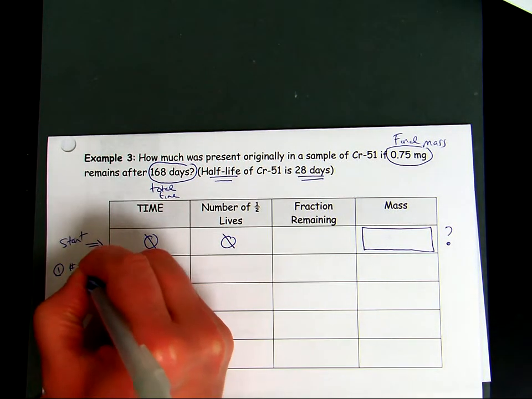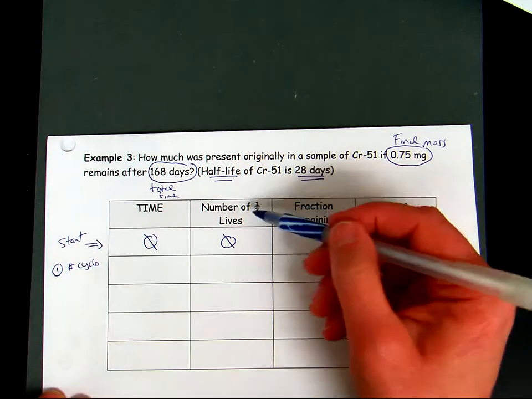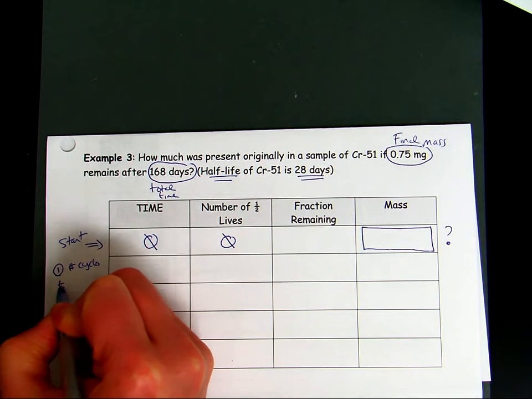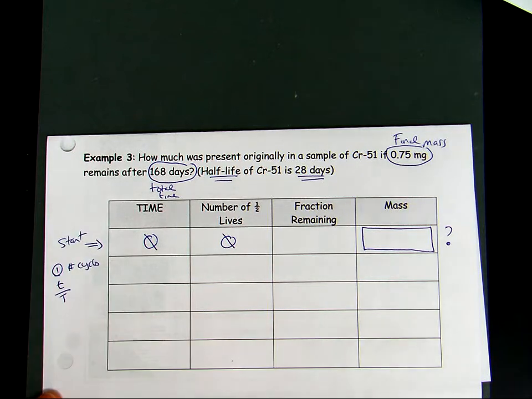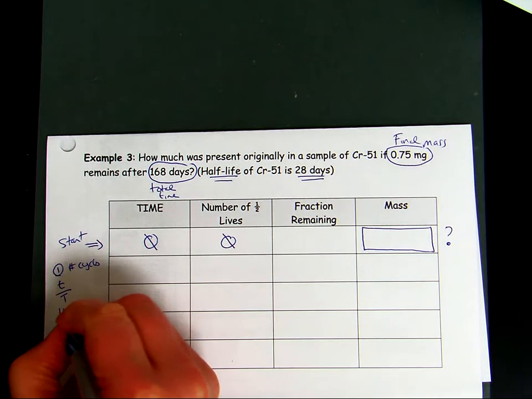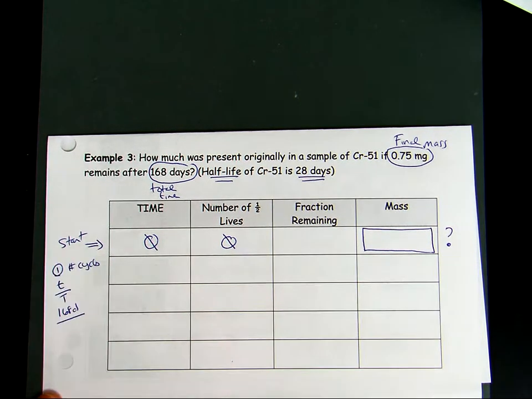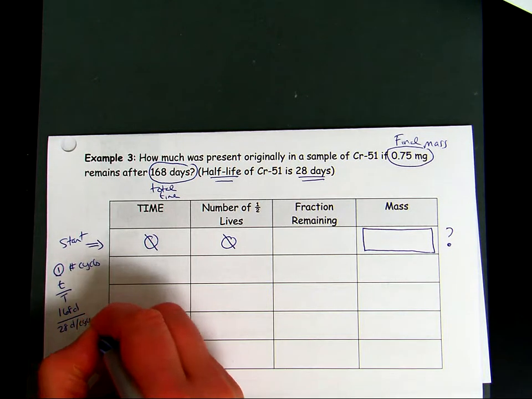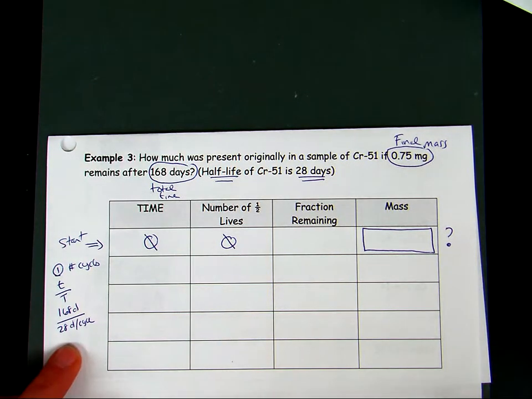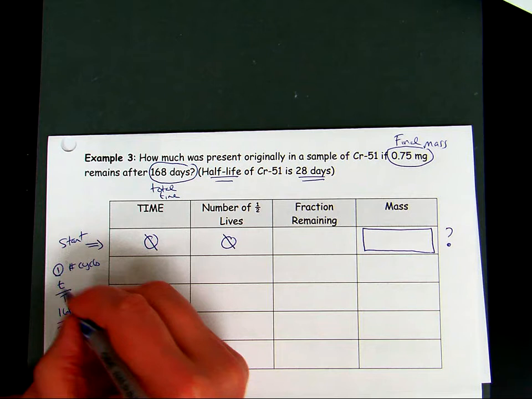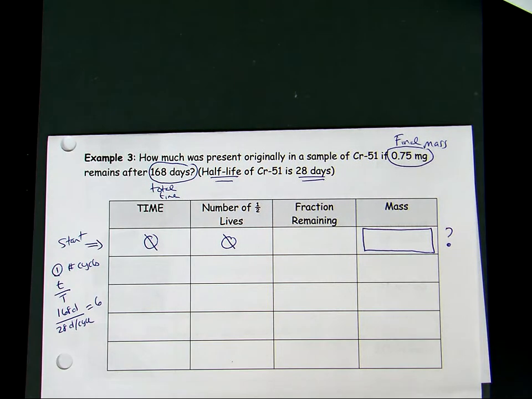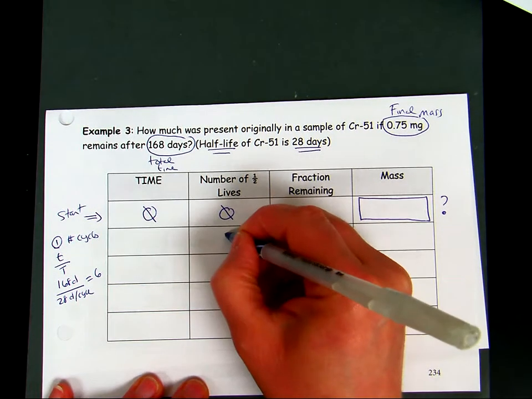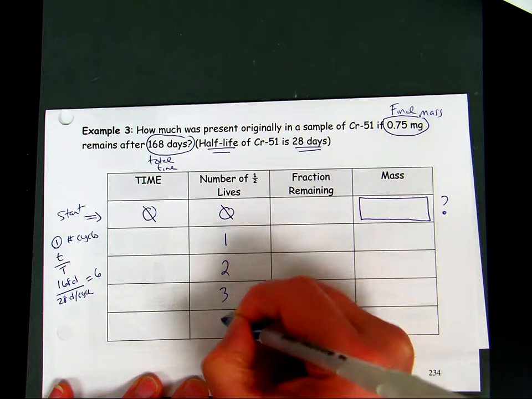the number of cycles. We want to figure out how many of these. It's always your total time divided by the half-life rate. So 168 days divided by the 28 days per cycle. When you put this into your calculator, it means 6 cycles have occurred. So I'm just going to fill in all the way down to 6.